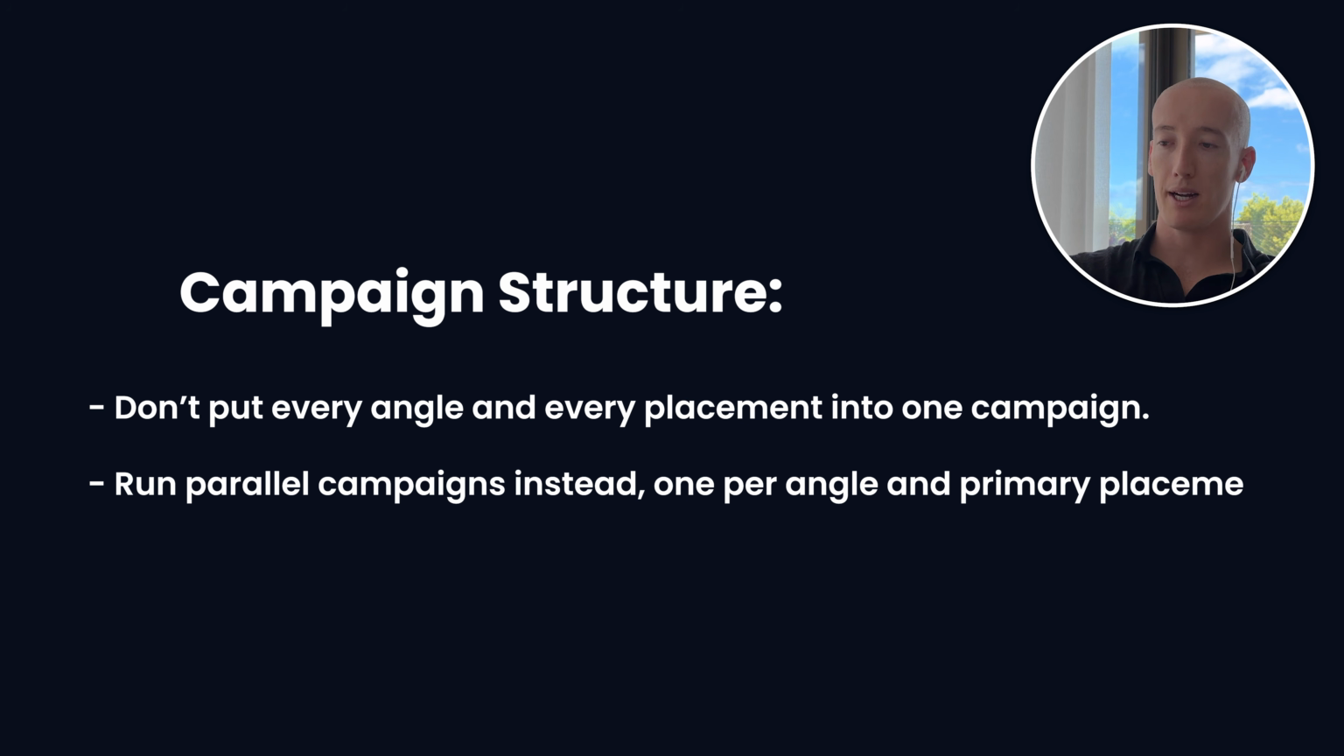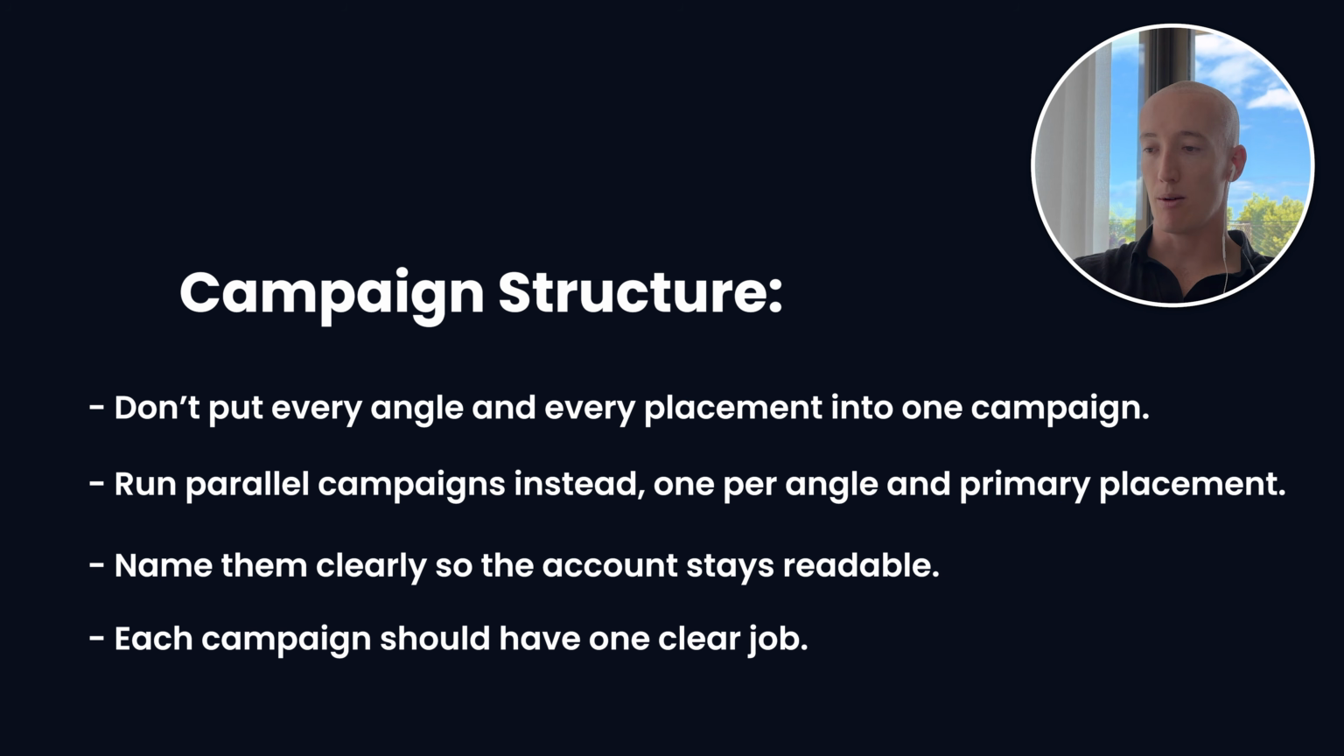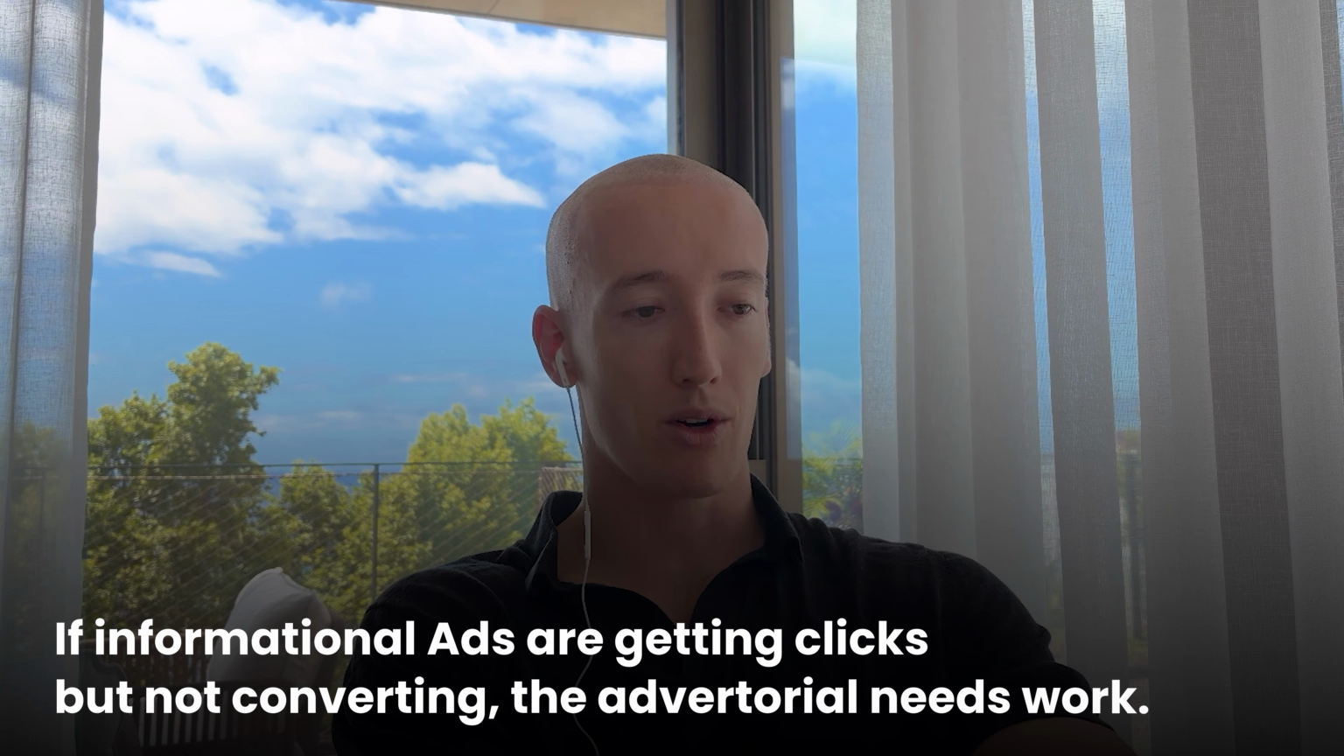When it comes to the campaign structure, don't throw every angle and every placement into one campaign. Run one parallel campaign per angle and primary placement. Name them clearly so the account stays readable. Each campaign should have one clear job. This is what lets you actually see what's working. If informational ads are getting clicks but not converting, you'll know the advertorial needs work. If comparison ads are performing well, you can build more of them.